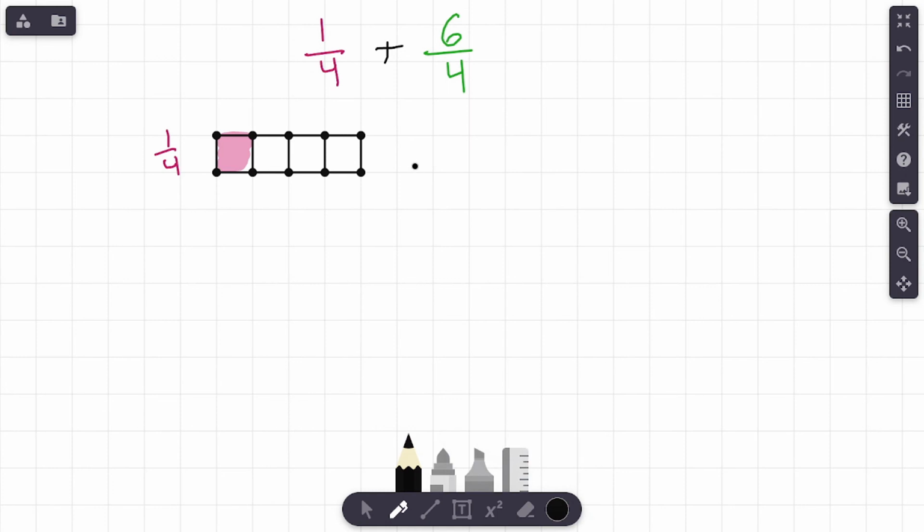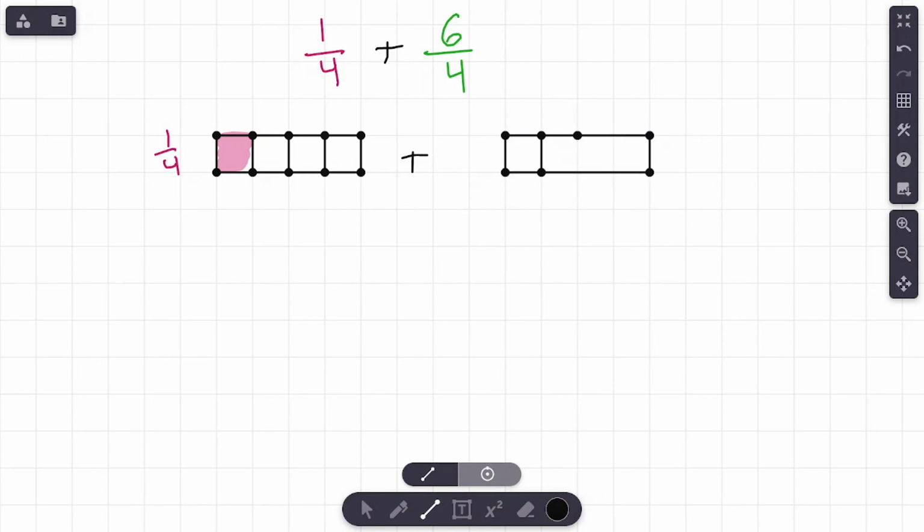Now we're going to take 1/4 and we are going to add 6/4. So let's draw that. 6/4. Denominator is 4, so we need 4 equal sections. We need to color in 6. Let's color in 6/4. There's 1/4, 2/4, 3/4, and 4/4. All right, is that 6/4 though? No, it's not, right? This right here is 4/4. So that's not quite it.